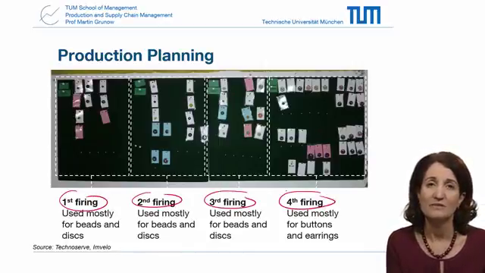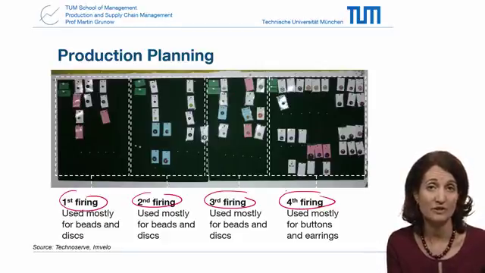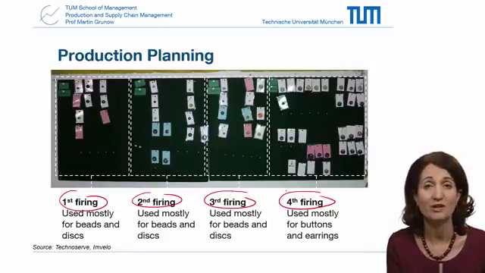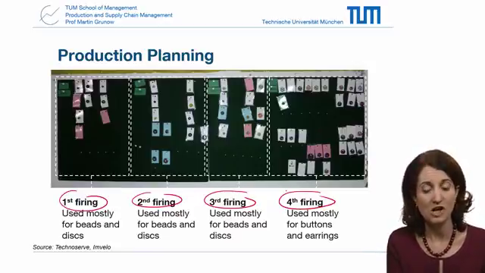And the firing ovens have different levels, and different products have to be fired then at different temperatures. So when a particular type of bead was authorized to be produced, its Kanban card would then be placed on this planning board to be used as a production planning tool. Now let's look at a close-up.